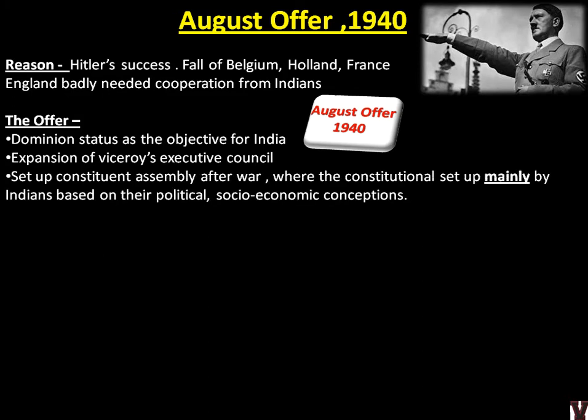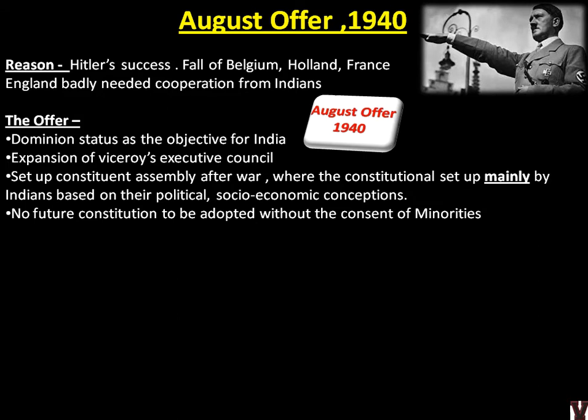Set up a Constituent Assembly after the war, where the constitution is set up mainly by Indians. It's not saying that everybody will be Indians. It will be mainly by Indians, based on their political and socio-economic conceptions. No future constitution to be adopted without the consent of minorities. So it's like minorities will have a kind of veto power. They should definitely be involved or it will not come into force.